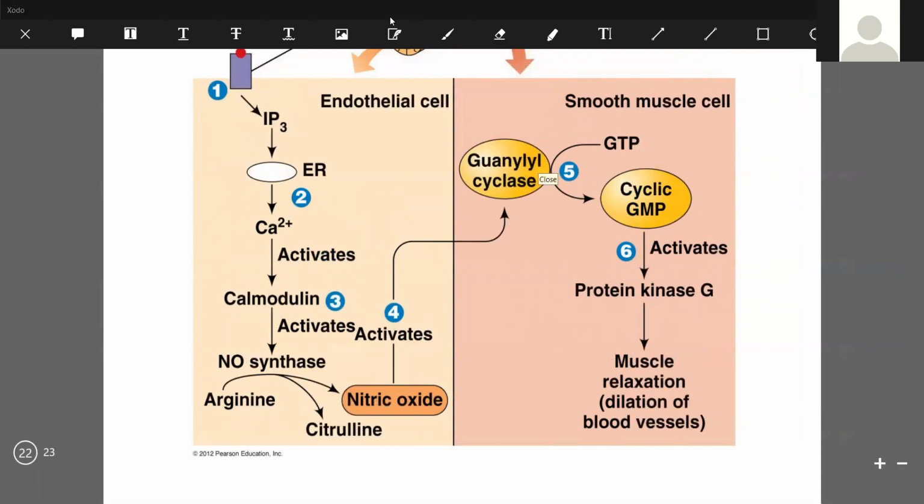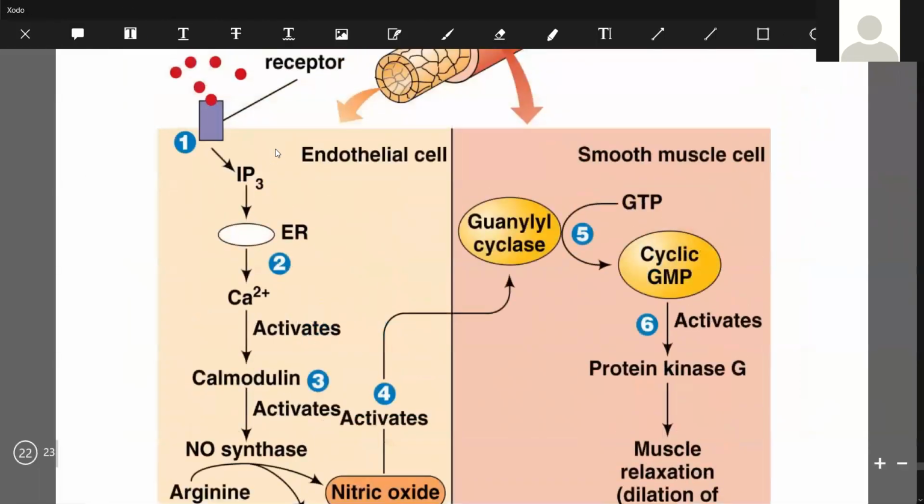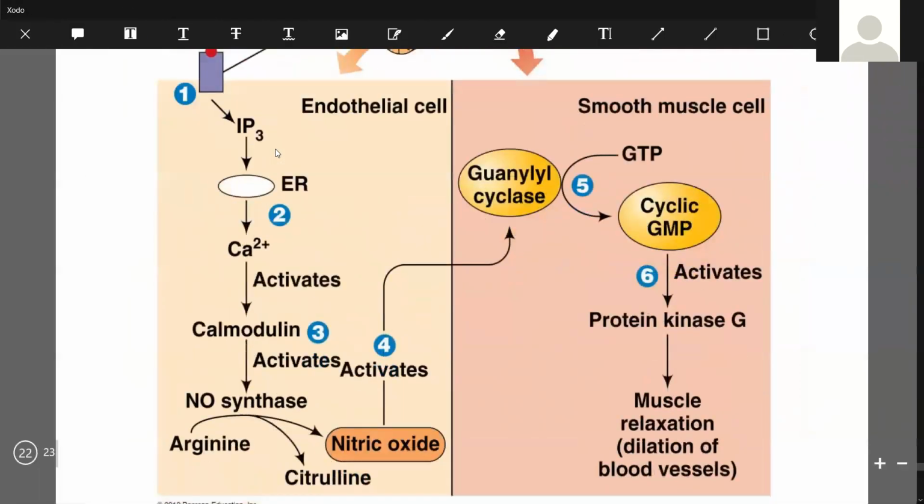That M3, this GQ coupled activity of the nitric oxide release. Now, in this case, the... Okay, one of our friends has a little bit of confusion, so I'm going over this discussion again.